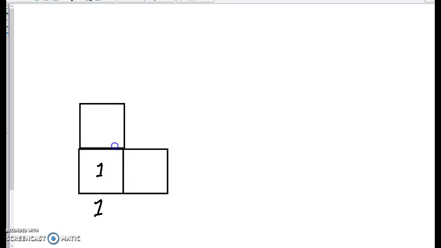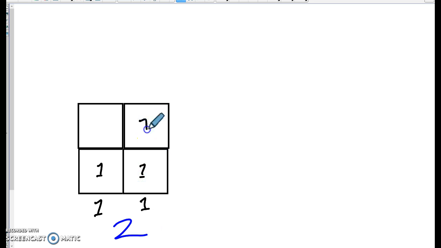Let's see if I can get this to drag properly. All right. So now we've got a new square. And if this original square had a side length of 1, that must mean this new one, which has 1 this way and 1 this way, must have a total side length of 2. And since each of the individual boxes still has a side length of 1, then the whole thing must have an area of 4, right?